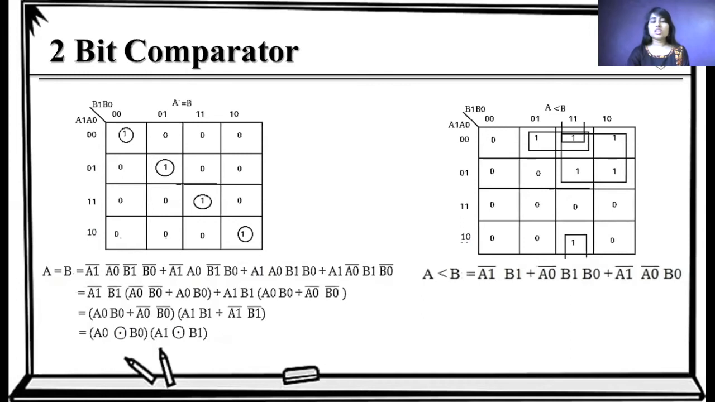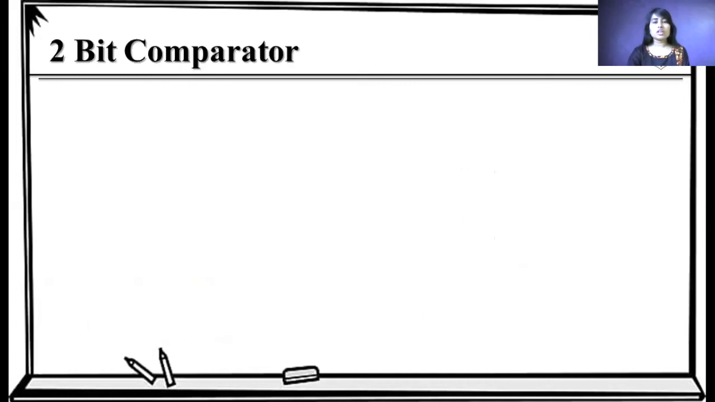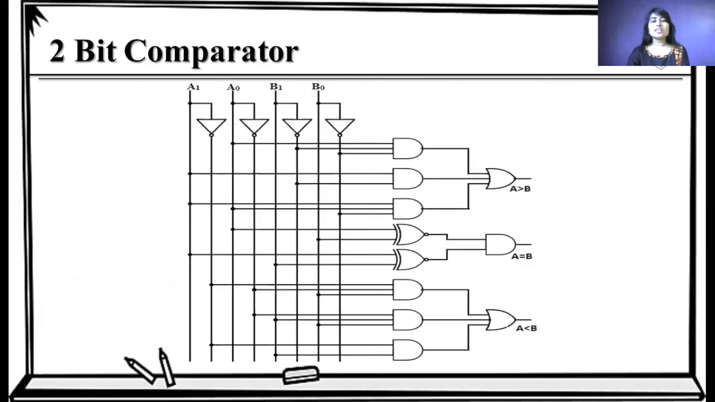So these three equations can be implemented using logical gates, and we have a logical diagram for the 2-bit comparator for A greater than B, A less than B and A equals B. This is how we can implement the 2-bit comparator from the given logical equations into this logical diagram.